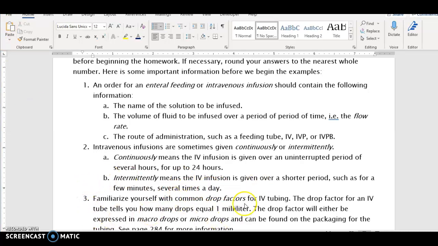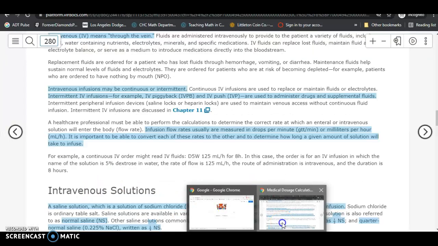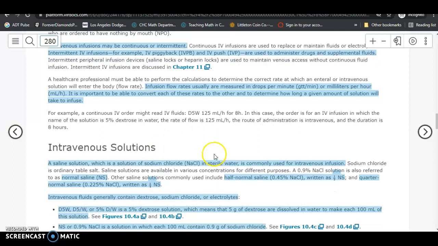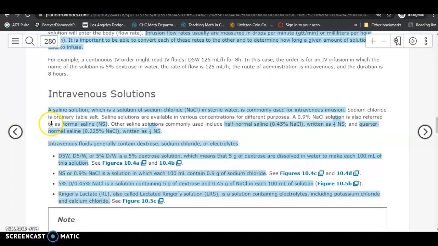Before we go on to point number 3 here, you should also familiarize yourself with different intravenous solutions that are used in healthcare. A common solution is what's called a saline solution. A saline solution is a solution of sodium chloride, which is abbreviated as NaCl. So Na for sodium, Cl for chloride. A saline solution is a solution of sodium chloride in sterile water and is commonly used for an intravenous infusion.